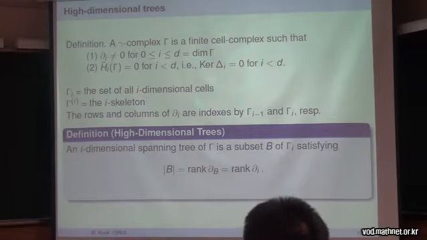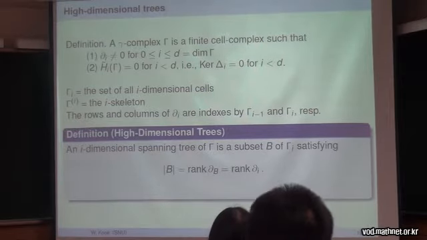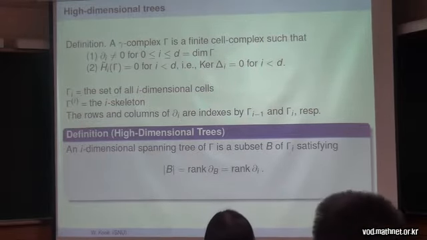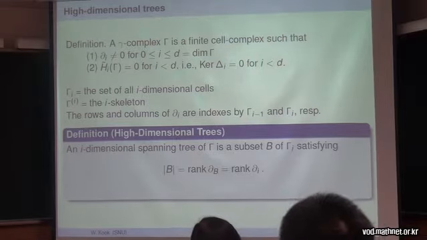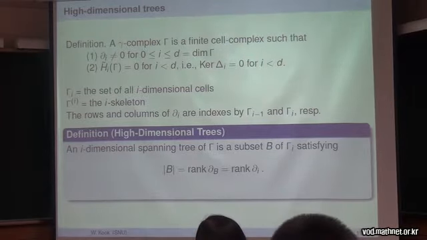So here's the definition of high-dimensional trees. Recall that when we looked at del 1, the incidence matrix for a graph, we were able to recognize a spanning tree because if we look at a spanning tree and the corresponding columns, those columns have to form a full rank submatrix. So we use precisely that notion to define high-dimensional trees.